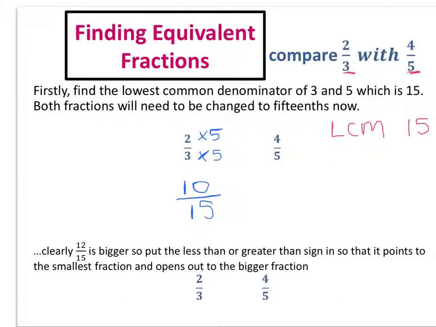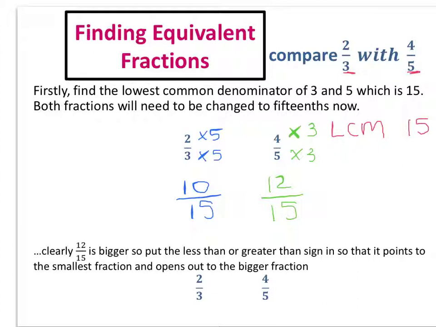10/15. To our second fraction, we also want to make the denominator 15, so we're going to multiply our second fraction, the numerator and the denominator, by 3, which will give us a fraction of 12/15. Now that our two fractions have the same denominator, it's a lot easier to compare them.